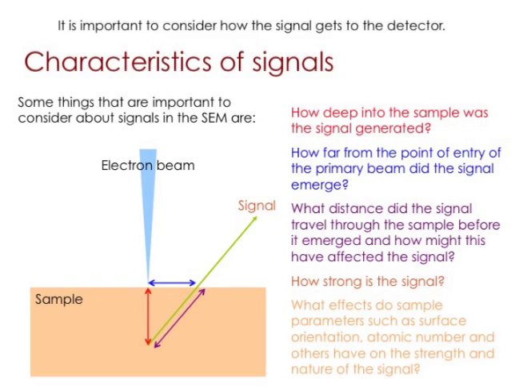And for that, we have to consider some important characteristics. For example, how deep into the sample was the signal generated? How far from the primary point of entry did the signal emerge? And what distance did the signal travel through the specimen before it emerged? When we consider these three things, we can better interpret the information that's present in the signal.